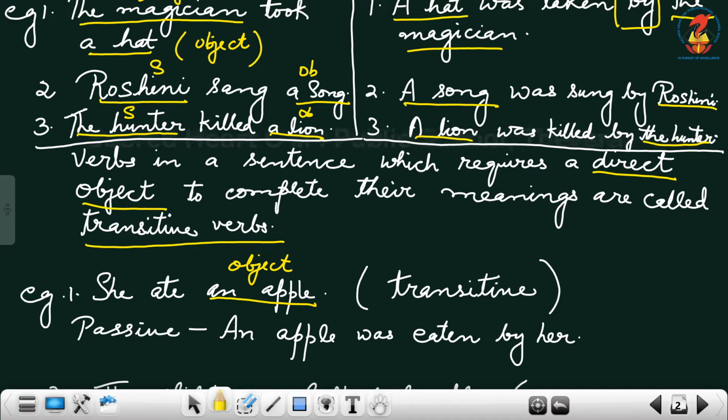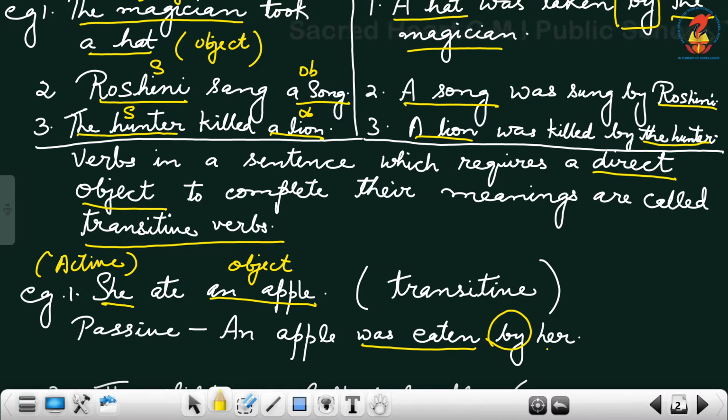So this sentence is in active voice. As this sentence is in active voice, we can change it into passive voice. What happened? An apple was eaten by her. Was eaten, and we have used the word her. The word she has changed into her.